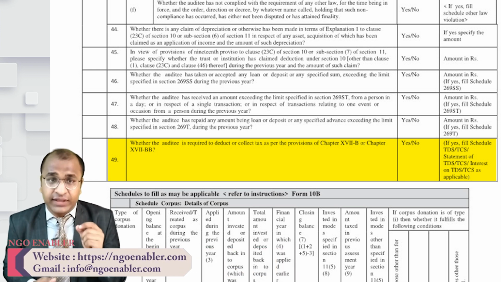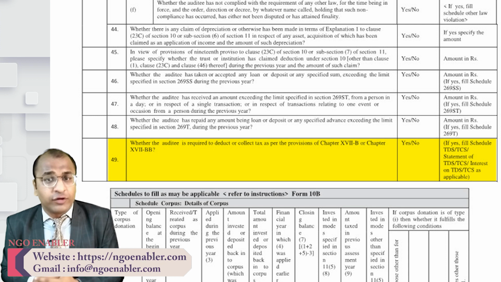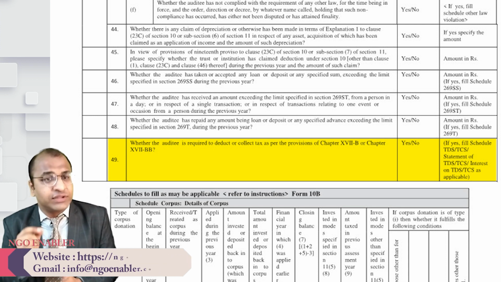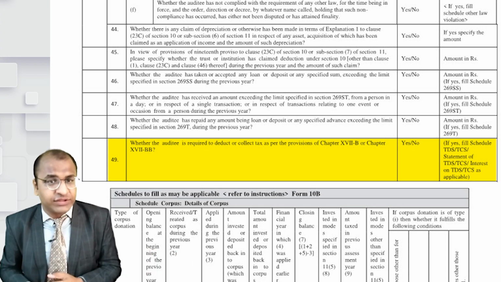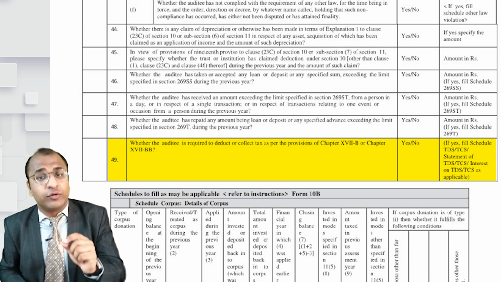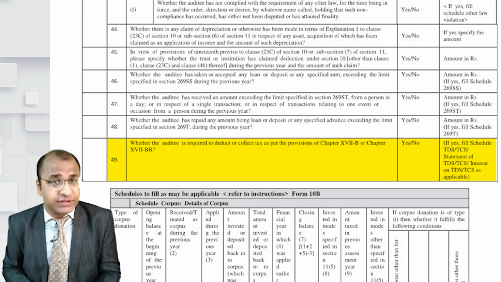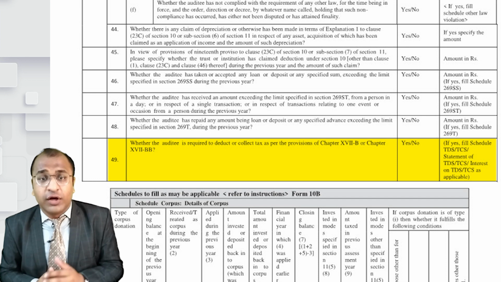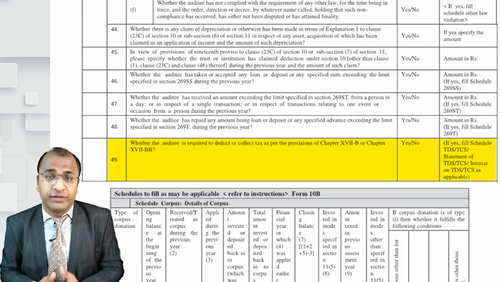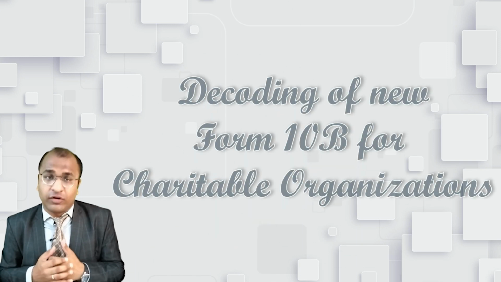So basically, in short, the government wants to align the information of the tax audit report for charitable organizations with the tax audit report already in place for the business organizations, and also to align it further with the income tax return existing for the charitable organizations.